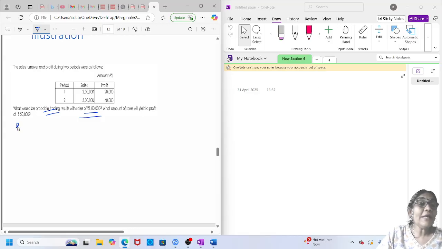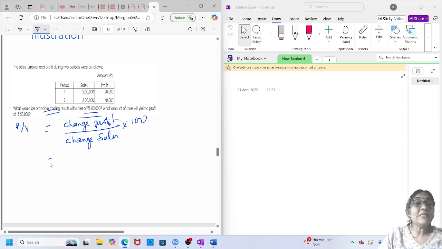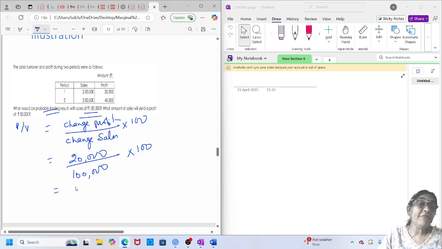Now, when you calculate the PV ratio, it's also calculated as change in profit upon change in sales into 100. Now in this scenario, the change in profit is 20,000, change in sales is 1 lakh rupees, into 100. Therefore, your PV ratio is 20%, right? Now, you are being asked what would be the probable trading result with the sales of 1,80,000.